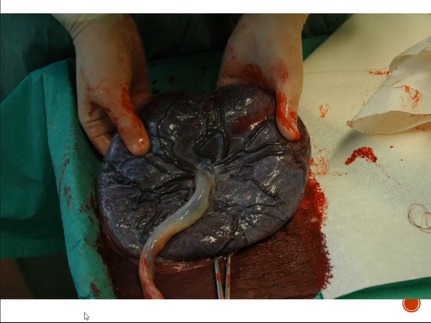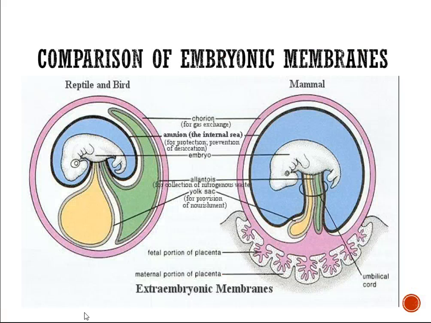Okay, this, by the way, is the actual placenta, and so the chorion forms a lot of this. This is a human placenta, by the way. Okay, so when you do some comparison, you can see that the chorion is pretty much the same in both of them, except here is the placenta. So it's the fetal portion of the placenta. The maternal portion of the placenta is in the uterine lining.